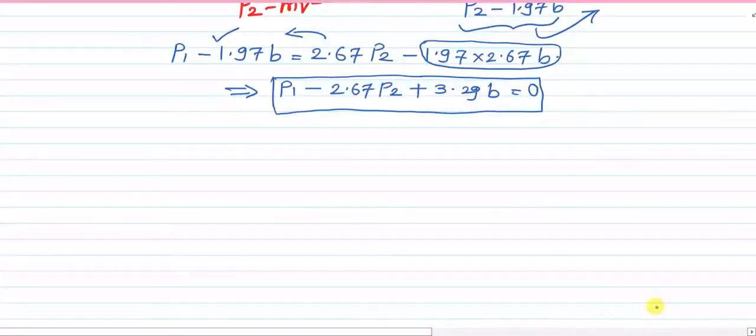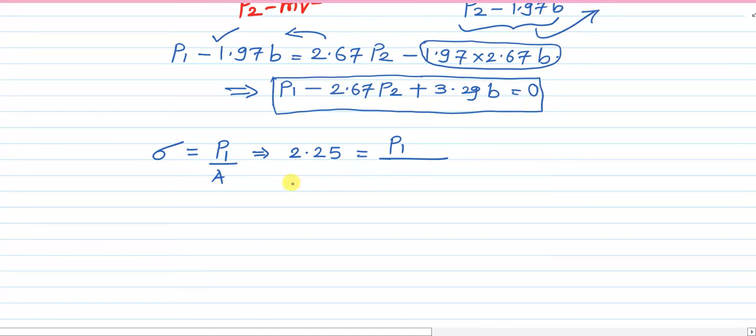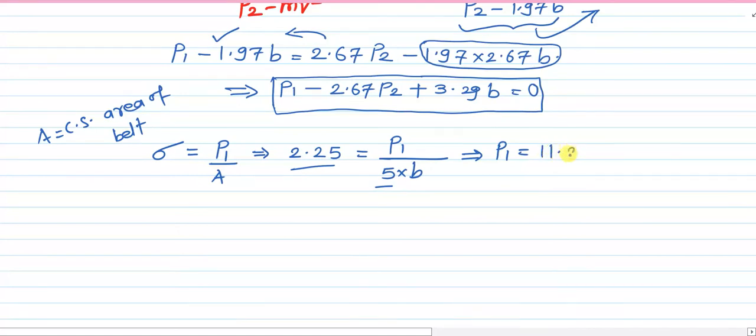As we know that P1 is the maximum load that can be carried, so maximum tension that can be carried in the belt. So we can say that maximum stress is equal to maximum tension, which is P1 divided by cross-sectional area. The stress has been specified as 2.25 Newton per mm square. It is equal to P1 divided by A, where A is the cross-sectional area of the belt, which is thickness multiplied by width. So if I want P1, it will be the product of 2.25 and 5 multiplied by B. So that will be 11.25 B Newton. This will be the P1.